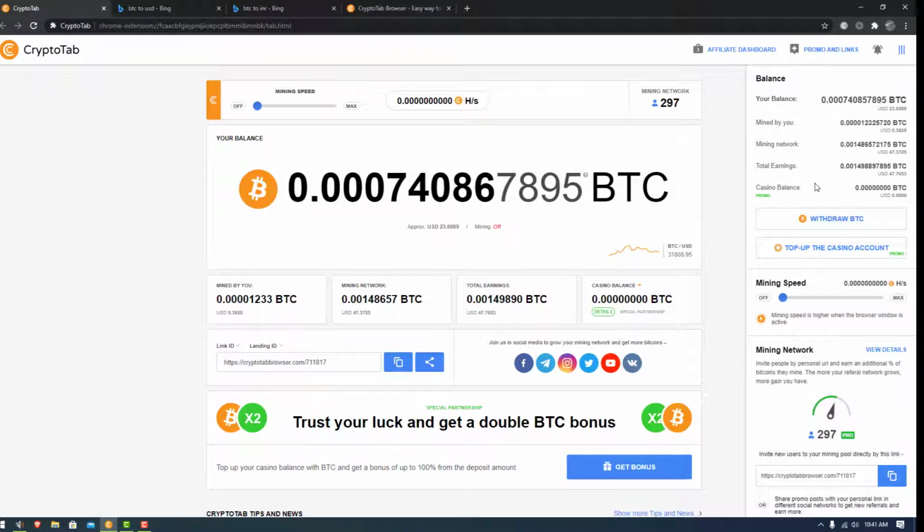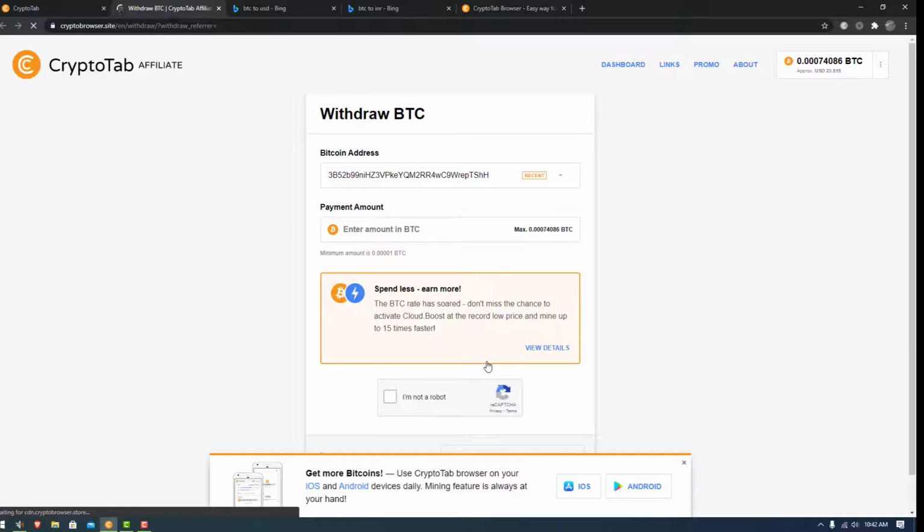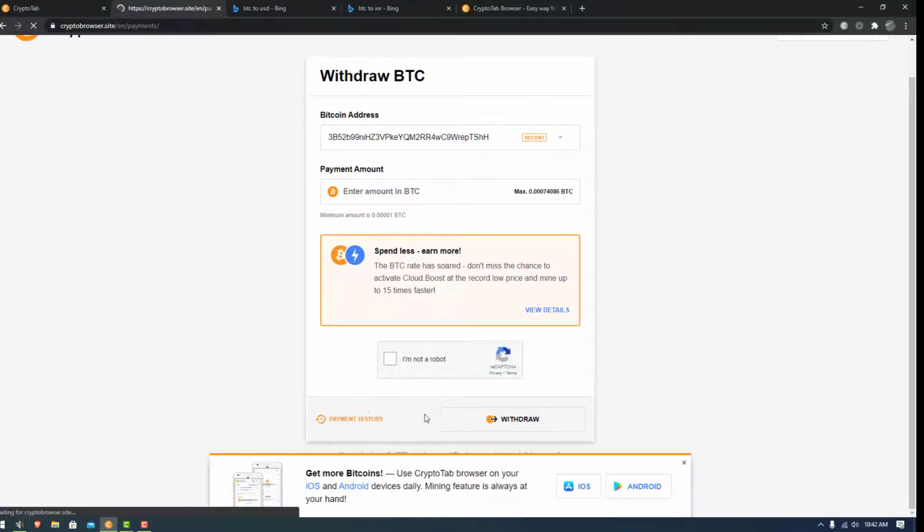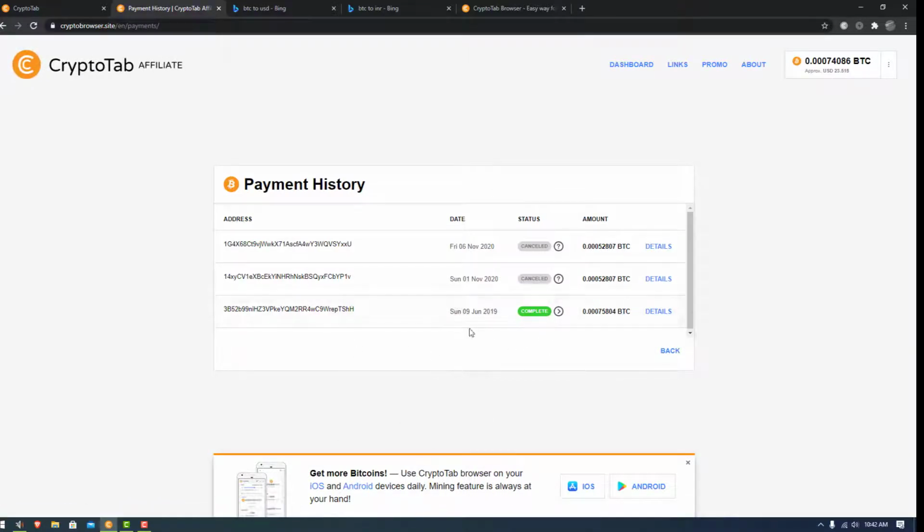I'll also show that this website pays you Bitcoin. So yeah, let me just show you my payment history. So 2 years before, I had withdrawn my Bitcoin over here, 0.0007 Bitcoin, as you can see. And this I had cancelled. I was thinking this is the correct time to withdraw, but I myself cancelled the transaction. So it depends on you guys, and this website pays as I have shown you.